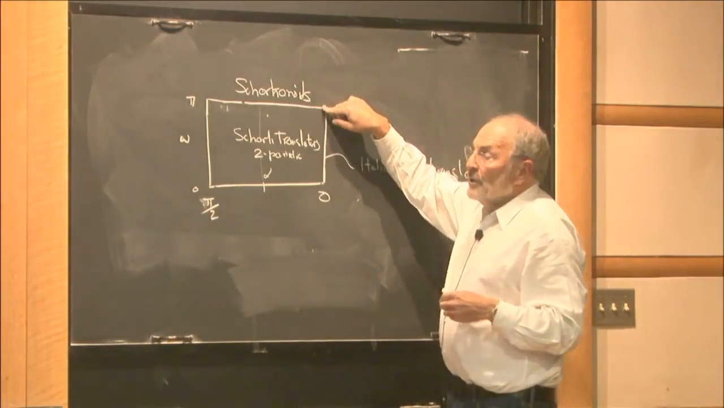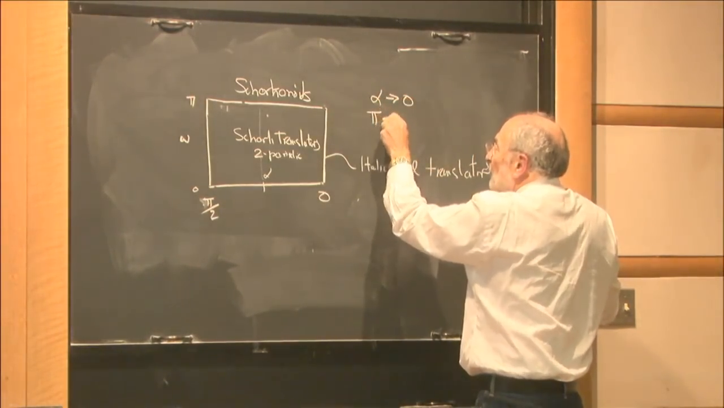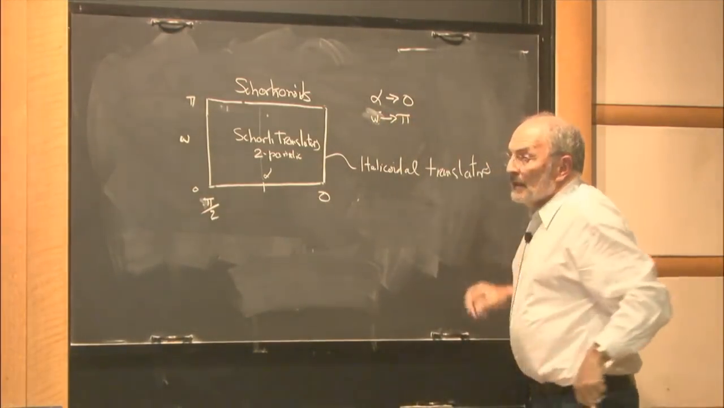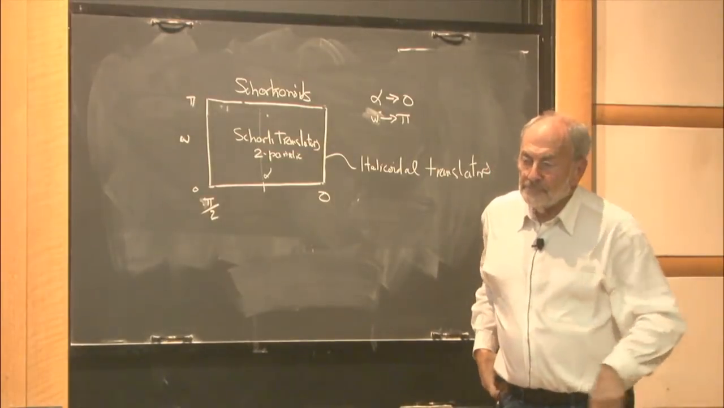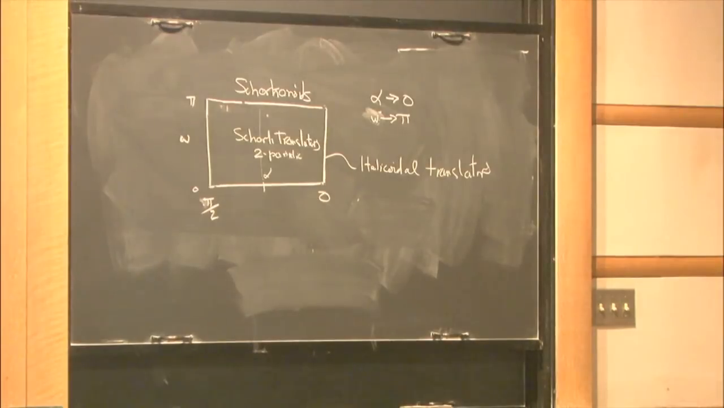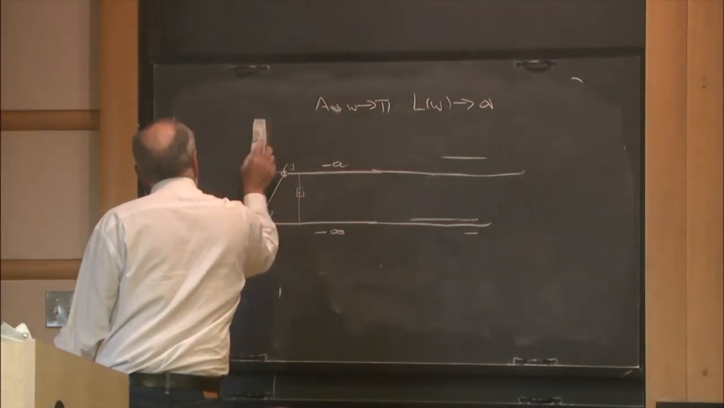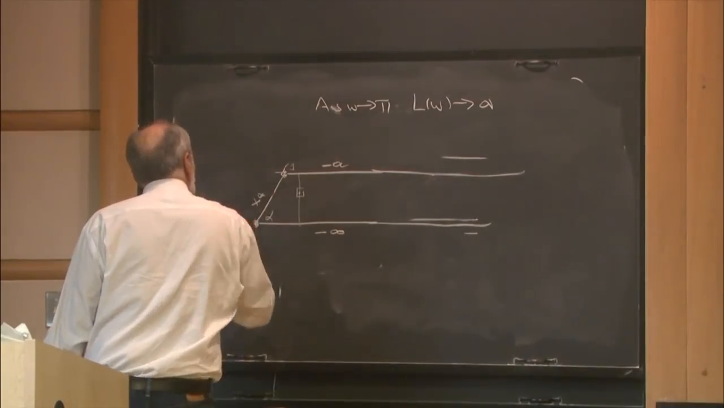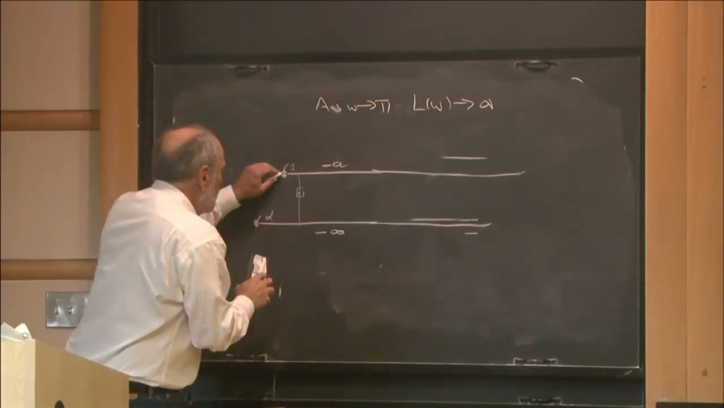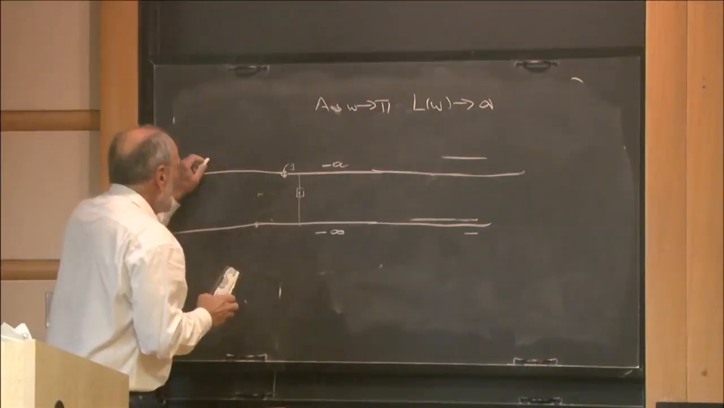That's this point where they're both going to 0. Sorry, alpha is going to 0 and the width is going to pi. This was a really big surprise. So as alpha goes to 0, you're going to see, you hope, something like this. It gets longer and longer.